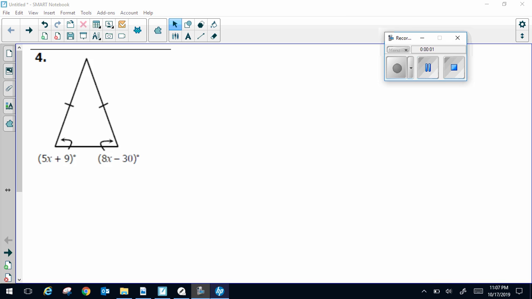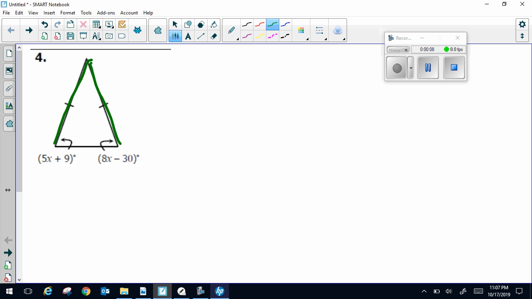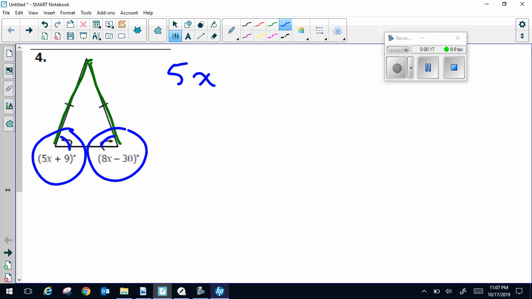All right, so in this example, we're given an isosceles triangle, and we know that these two sides are congruent, which means that these two angles down here are the base angles. And remember, in an isosceles triangle, the base angles are congruent. So we're going to set them equal to each other to find my x.